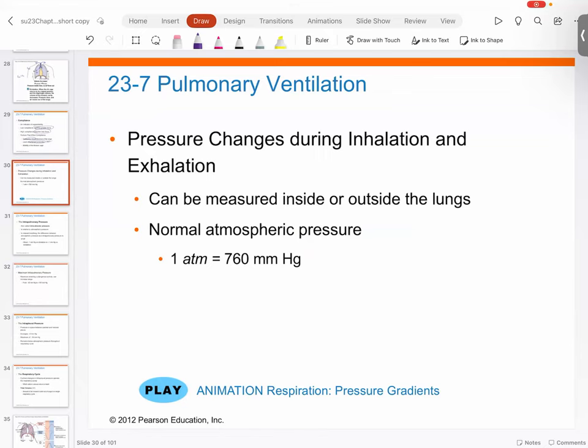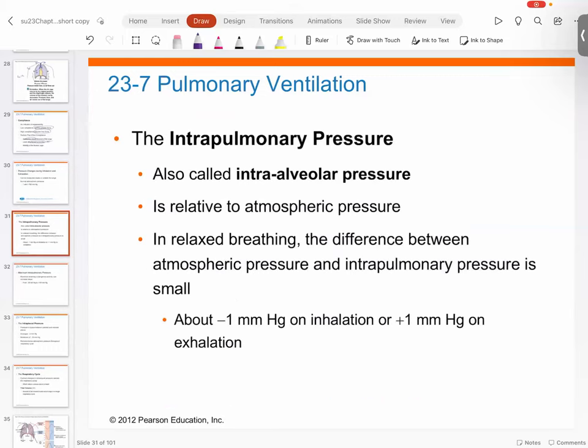That's thoracic mobility issues, right? That's going to reduce your compliance. So we talked a little bit already about one atmosphere is basically one atmosphere or 760 torr.